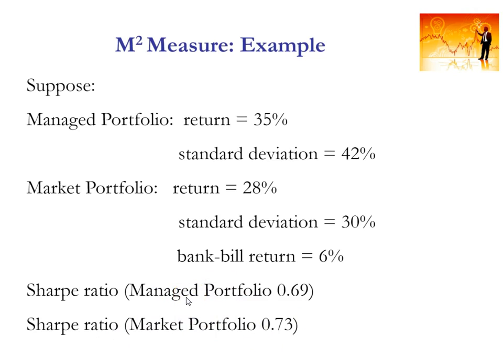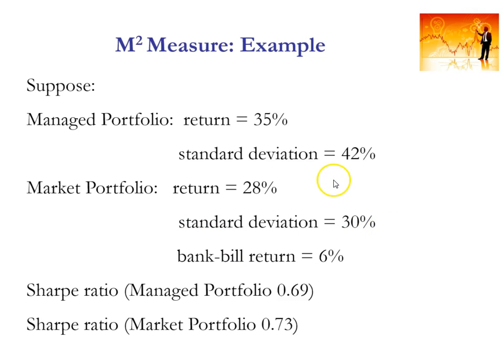Now the M-squared measure will always give an answer in the same direction as the Sharpe ratio, but it goes that one step further because it gives us a measure of the degree of over or underperformance. So what we can see here, our managed portfolio earned a higher return than the market, but it was also quite a bit riskier. Okay, so how do we compare these two? Well, we create a new hypothetical portfolio, combining our managed portfolio and the risk-free rate, and we create that hypothetical portfolio such that it has the same standard deviation as the market.